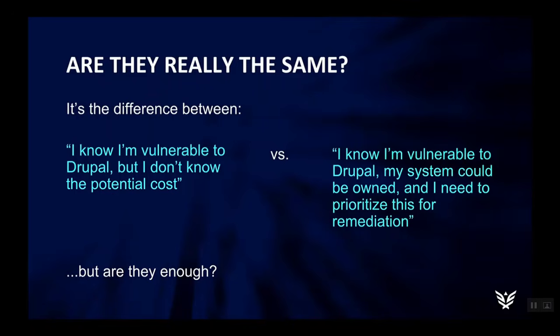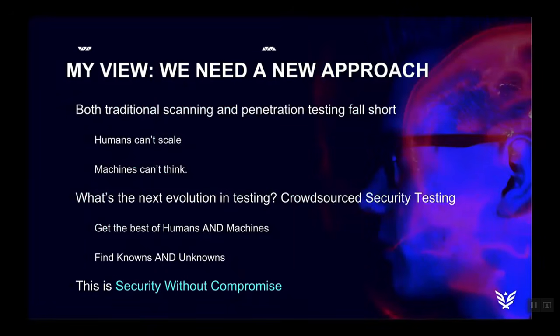Or, vice versa, when I do a pen test versus a scan, I know I'm vulnerable to Drupal. My system could be owned. We were able to exploit Drupal. And I need to prioritize this for remediation because we're able to access customer data. But are these processes enough? So in my view, we need a new approach.